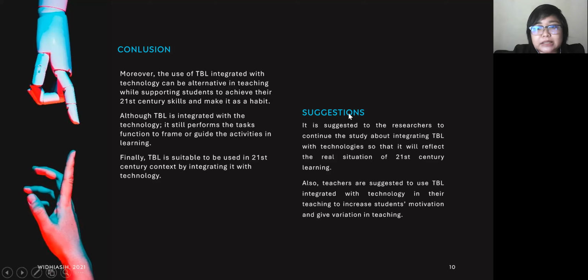As a suggestion, other researchers can continue the study about integrating TBL with technology so that it will reflect the real situation of 21st century learning. Also, teachers are suggested to use TBL integrated with technology in their teaching to increase students' motivation and give variation in teaching.